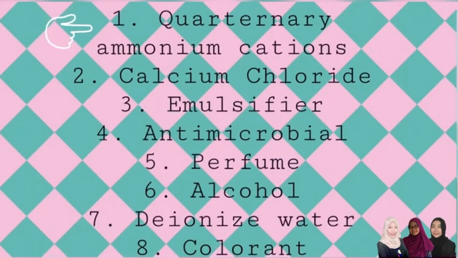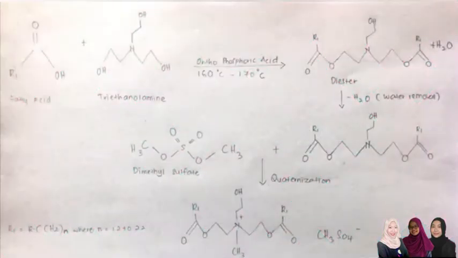So how is ester quat produced? Refer to the reaction. I will explain how it is produced. From the picture, we can see that in the presence of the catalyst orthophosphoric acid, fatty acid reacts with triethanolamine at a temperature of 160 to 170 degrees Celsius. From this reaction, the diester of fatty acid and triethanolamine is produced. The reaction also generates water, which is later stripped out and removed from the reaction system.